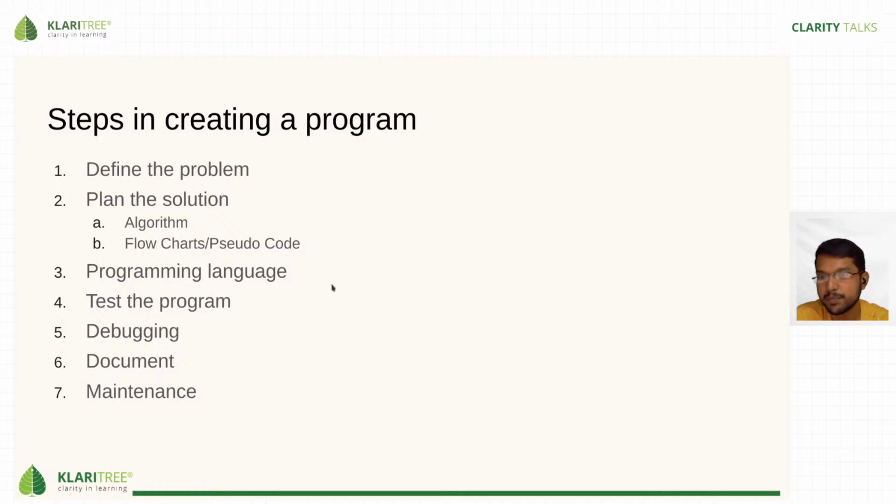Number 3 is programming language. Okay, so once you've defined the program and you also know how to solve this particular program, you need to implement this, right? You have the problem statement ready, you have the solution ready, but you need to implement this. Now, to implement this, there are various programming languages available.